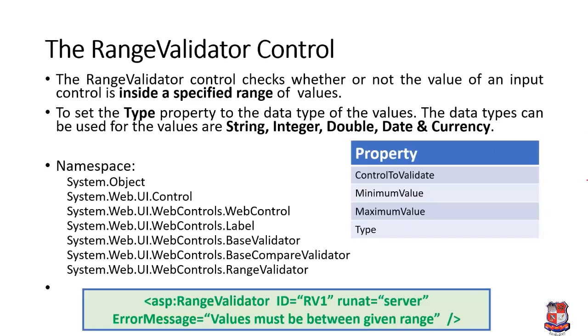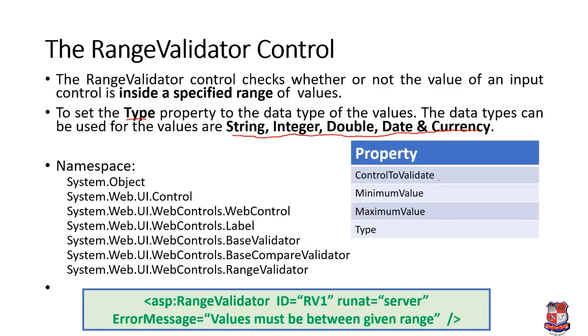It will set some range. If the user enters some value outside the range, then it will give an error message. If a user enters a value inside that particular range, then the value is submitted. To set the type property to the data type of the value, the data types that can be used are string, integer, double, date and currency. It means that we can use the range validator control for this many data types.